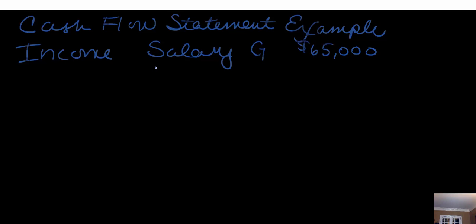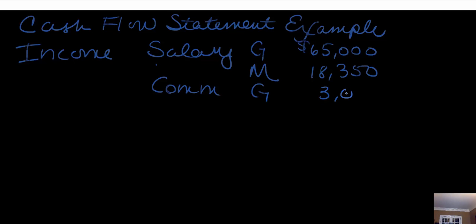And Molly earns $18,350 a year. And then Godfrey also earns commissions of $3,050. And then they have some investment income. This would be interest on savings accounts and dividends from an investment portfolio. And that comes to $315.